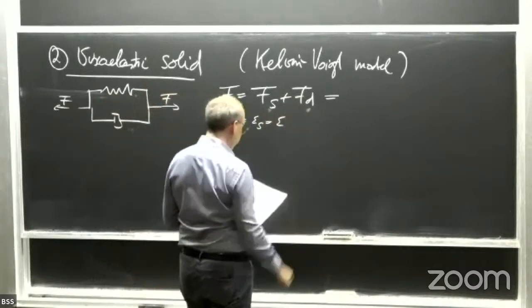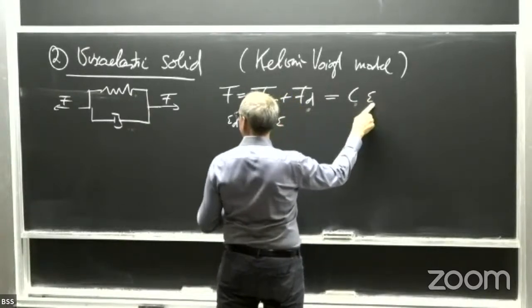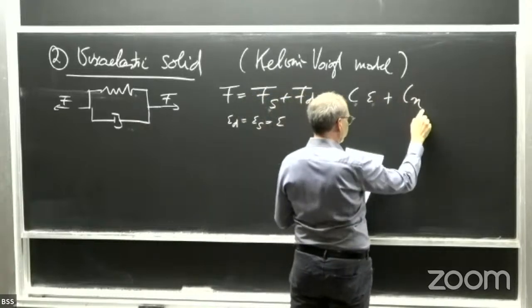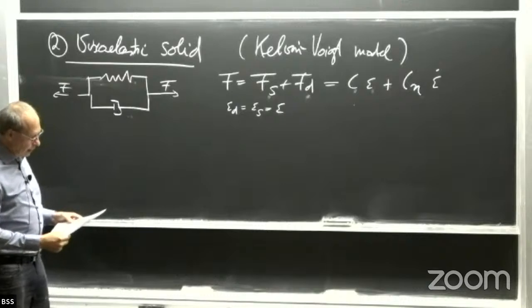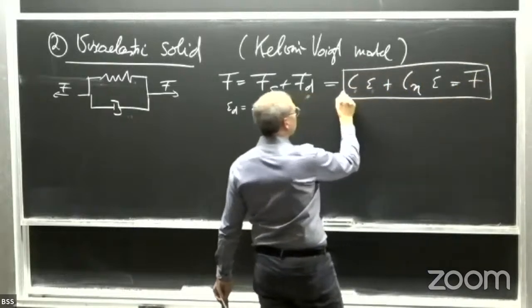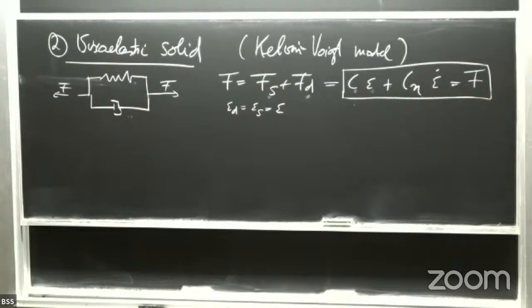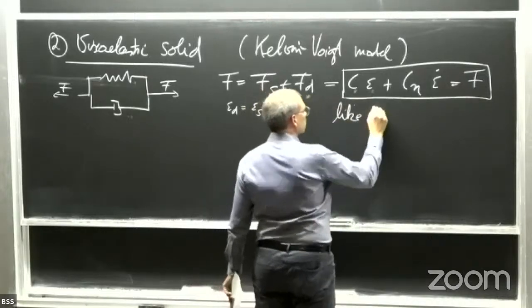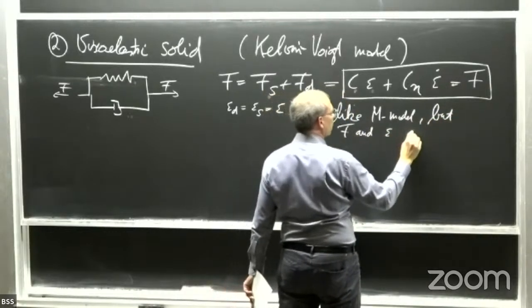Then I take the constitutive relations of both of them. So it's simple. The force is the elastic constant times the strain in the elastic element plus the viscous coefficient times the strain rate in the viscous part. And there we go. So it again is an ODE. No reference anymore to spring or dashpot. We just have overall strain, overall force. It's exactly like this equation, except that F and epsilon have exchanged their role. So it's like the Maxwell model, but F and epsilon are interchanged.